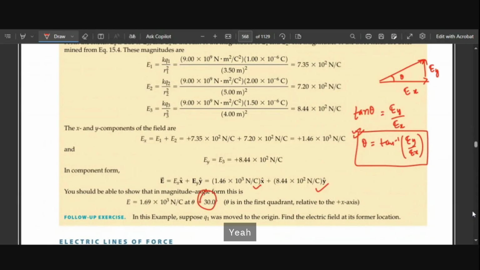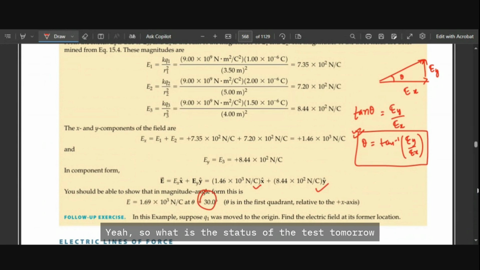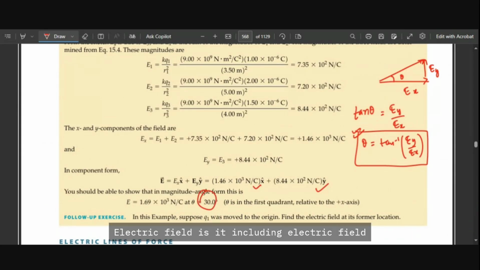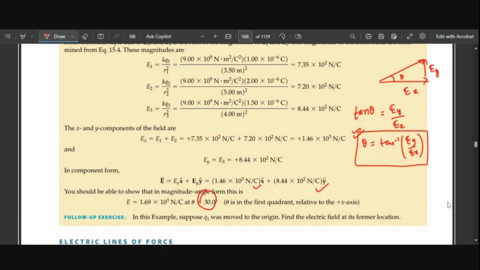So what is the syllabus for the test tomorrow? Till electric field or till Coulomb's law? Till electric field. Is it including electric field for dipole as well? No, not dipole. Only till electric field. Okay.